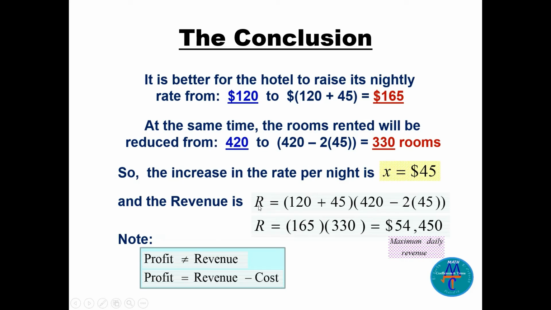Now let's see the revenue. The revenue will be 165 times 330, which is 54,450. This is the maximum daily revenue at this number, without guessing, guys. Now, just a simple note here, profit does not mean revenue. So this number here, 54,000, this is not the profit. We call it revenue. To get the profit, it is equal to the revenue minus the cost.